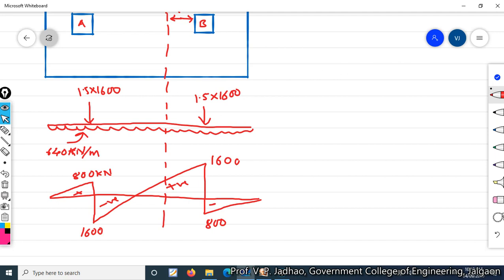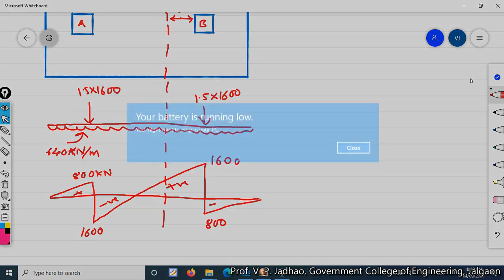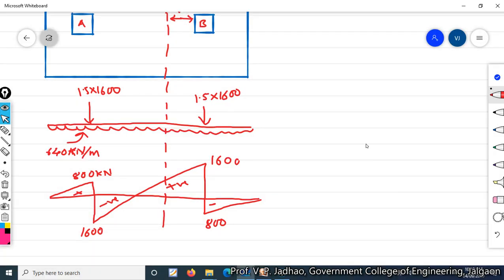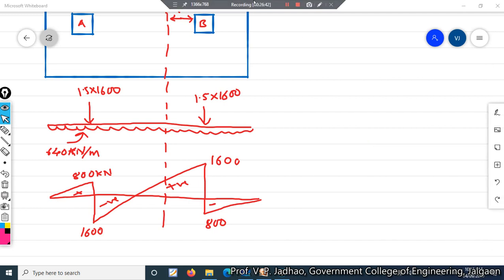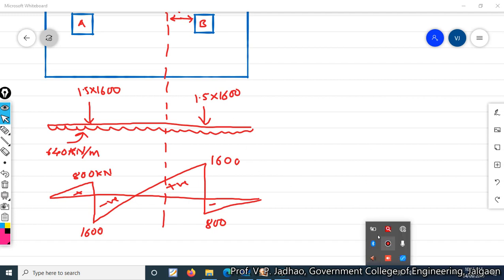To get that maximum shear force, what we will be doing is that we will be considering the value of shear force in this particular region only.